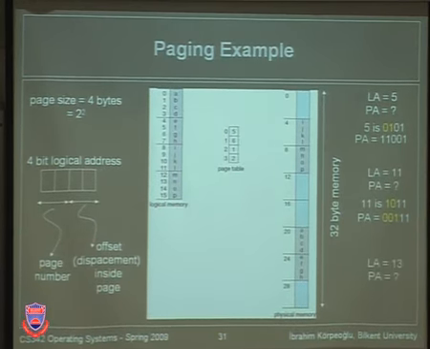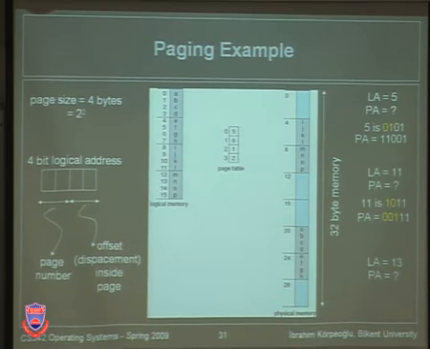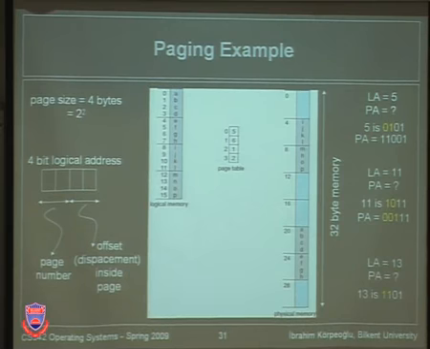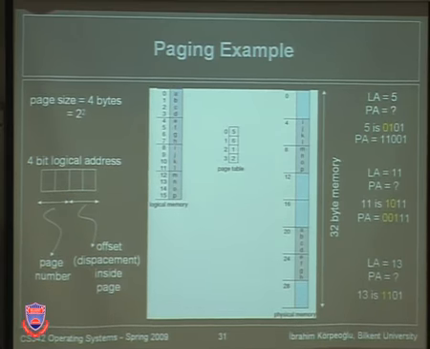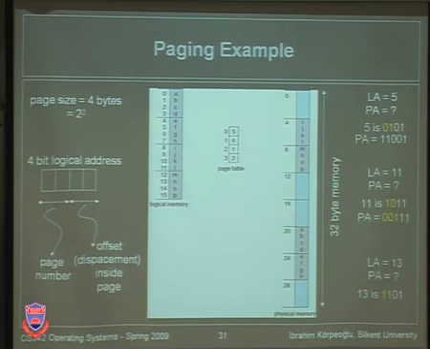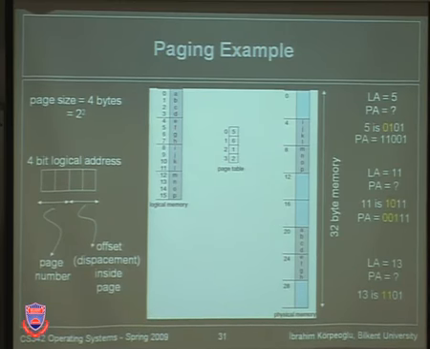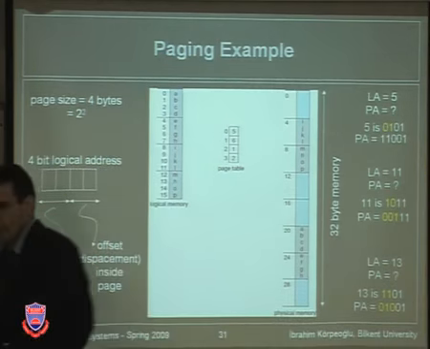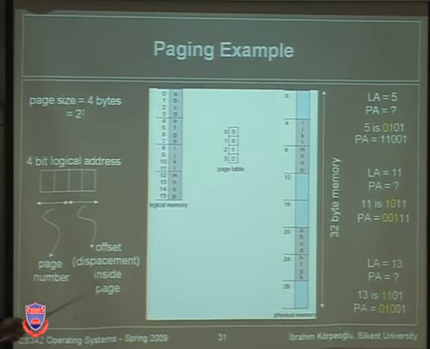Let's consider the address 13. What is the physical address? 13 in binary is 1101. So what is the corresponding page number? And what about the corresponding frame number? 2, right? Therefore, the physical address will start with 010, which is the frame number, and then concatenated with the offset. Then that will be the physical address.